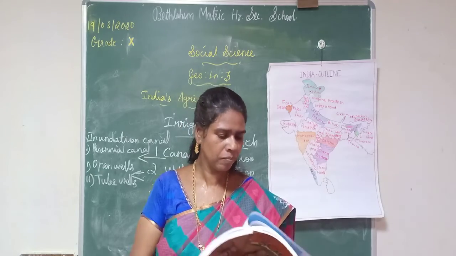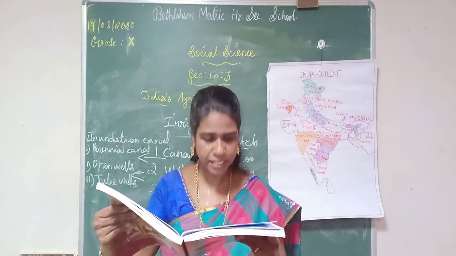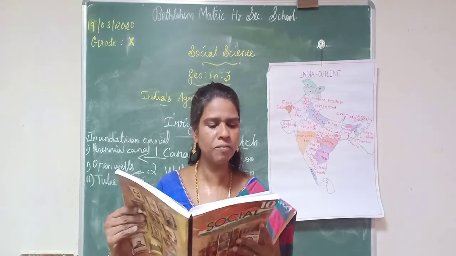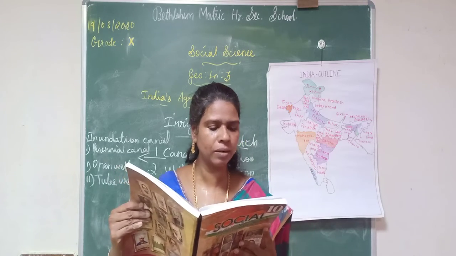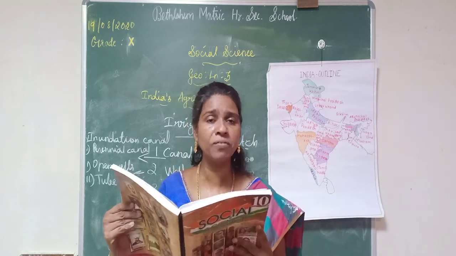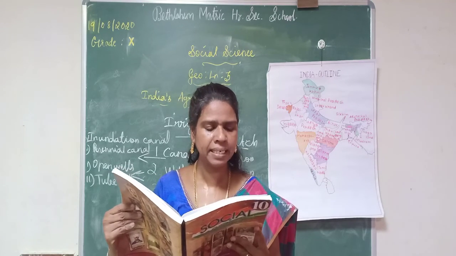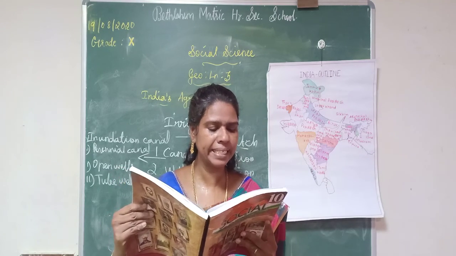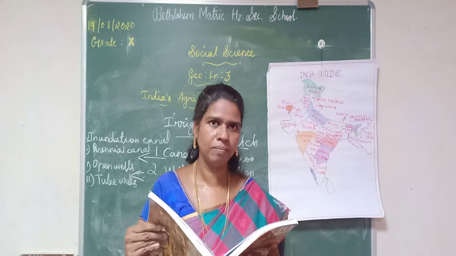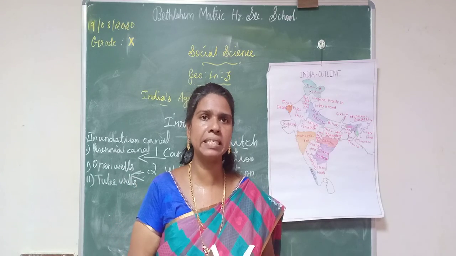One more question. On the next page, page number 158, under the sources of irrigation heading, you write the question: what are the main sources of irrigation? The answer is canal irrigation, well irrigation and tank irrigation. The continuation of this lesson I will teach in the next class.